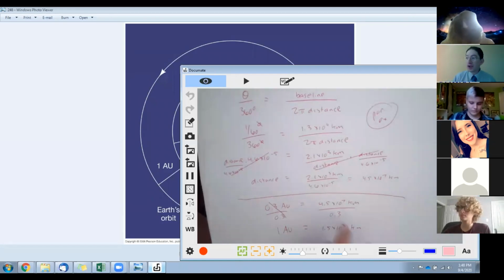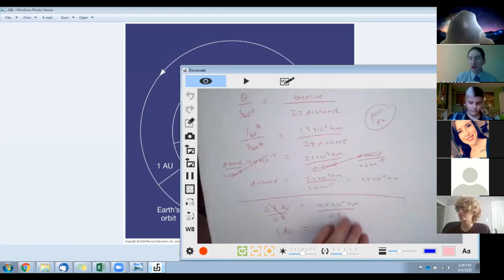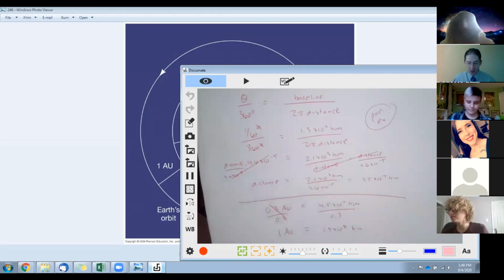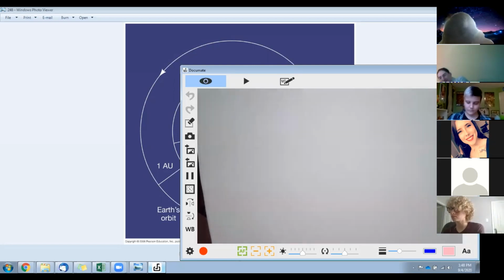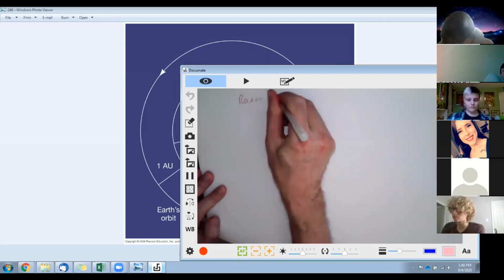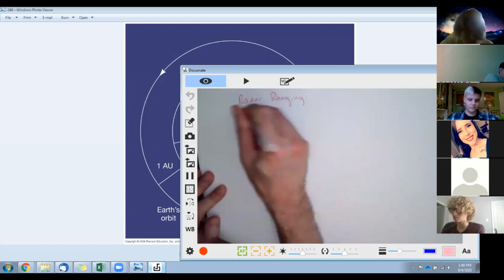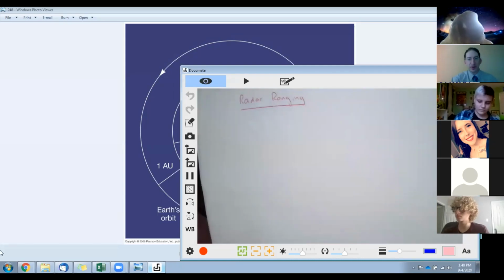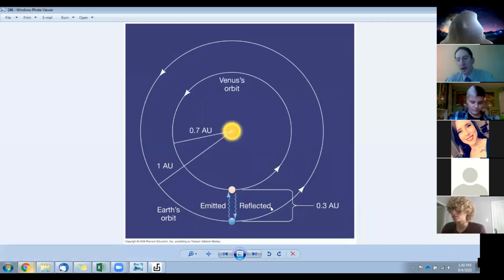Okay, that's one way to calculate the AU. Let me show you the other way. It goes much more quickly. This is the radar ranging technique. For radar ranging, we are just going to shoot some radio waves off towards Venus when it's at closest approach. They'll bounce off Venus and come back to Earth. That's how you do radar ranging.